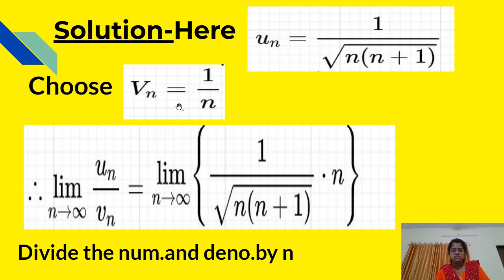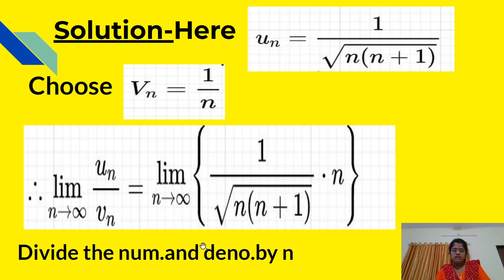Now we will choose Vn is equal to 1 upon n, because here the highest power of n is 0, that is n raised to 0, that is 1, and here the highest power of n is under root n into n, that is under root n square, that is n, and therefore Vn is equal to 1 upon n. Now consider limit n tends to infinity un upon Vn, which is equal to limit n tends to infinity 1 upon under root n (n plus 1) into n.